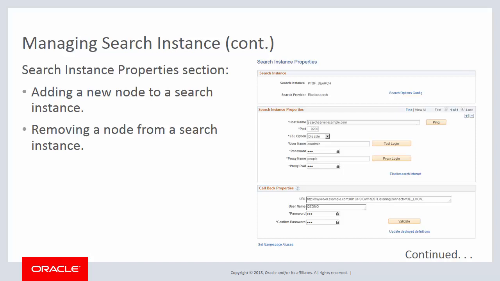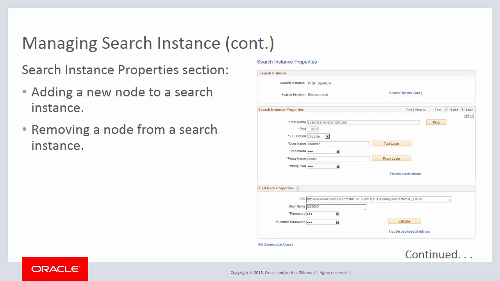If you add a new node to the Elasticsearch cluster, you must add the node to the corresponding search instance in the Search Instance Properties section. Similarly, if you remove a node, ensure that you remove the node from the search instance.